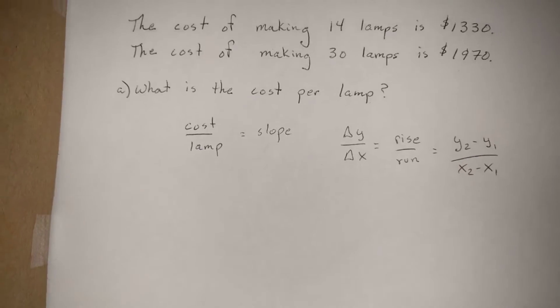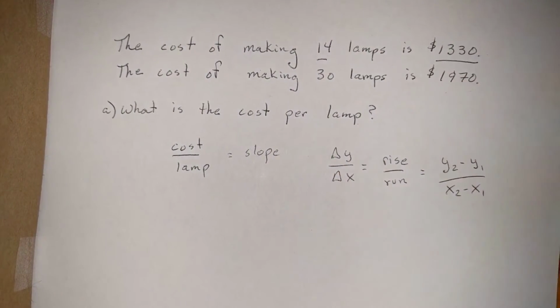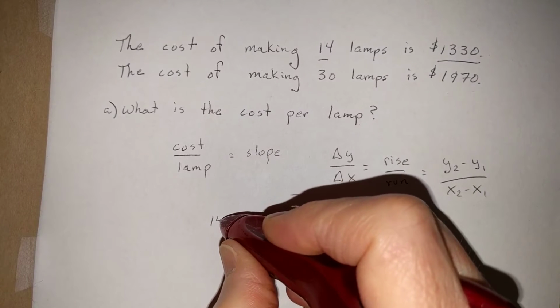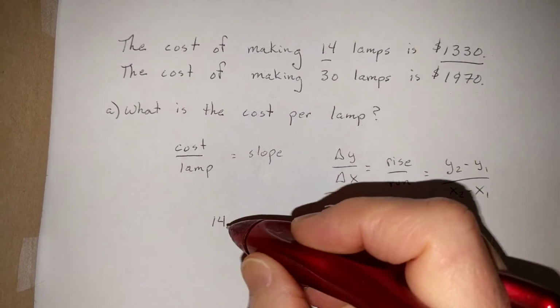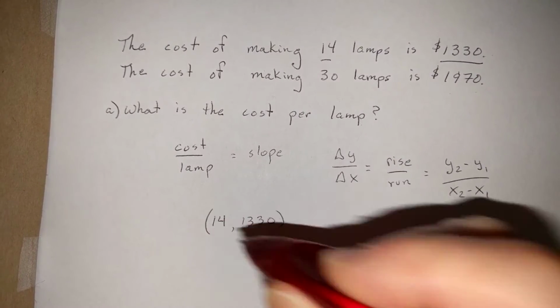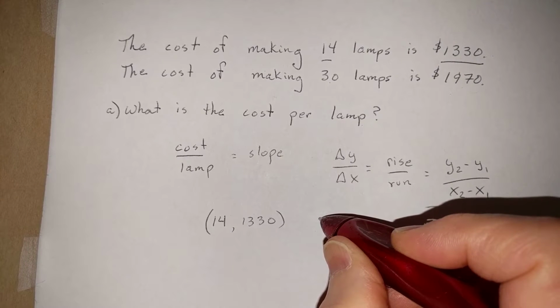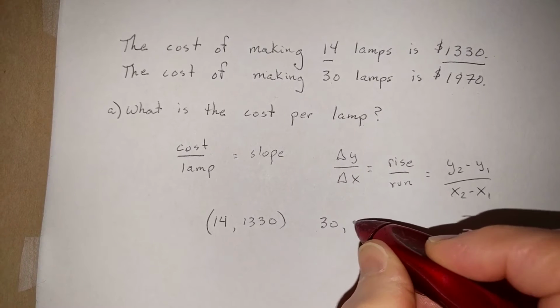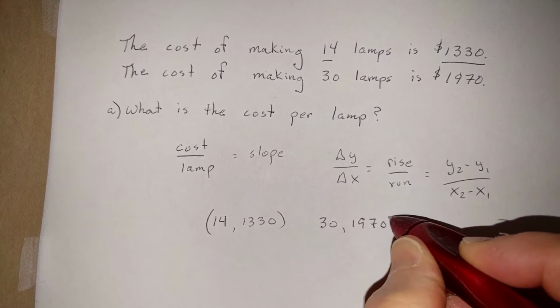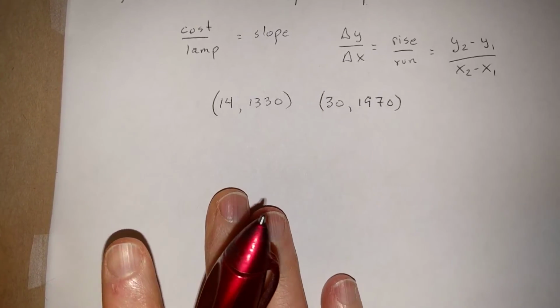Here we have 2 points, 14 lamps, 1330. 14 lamps is my x, 1330 is my y, and 30 lamps at 1970. So 30, 1970. Those are my 2 points.